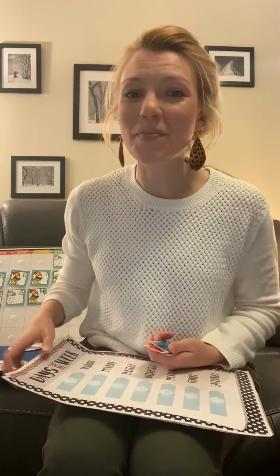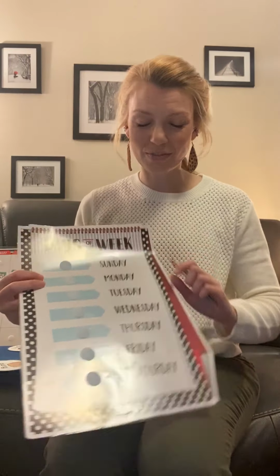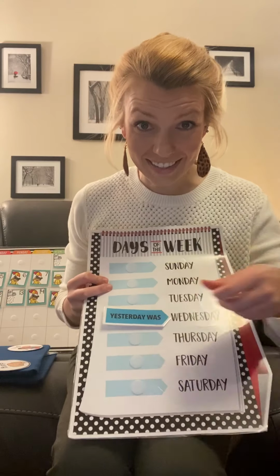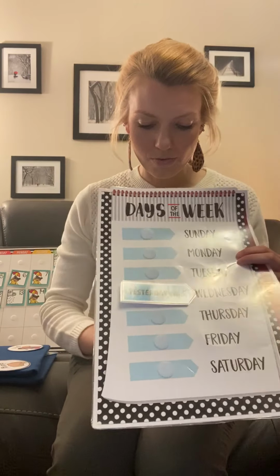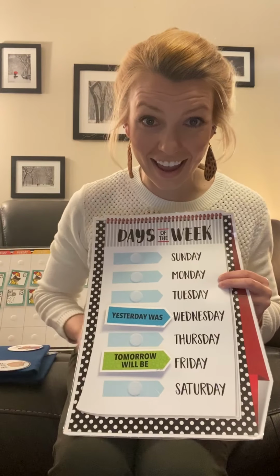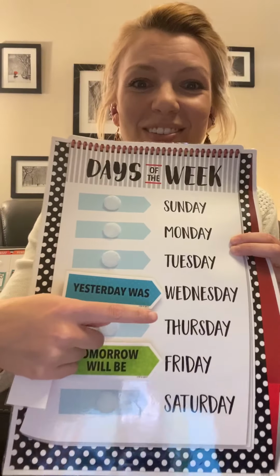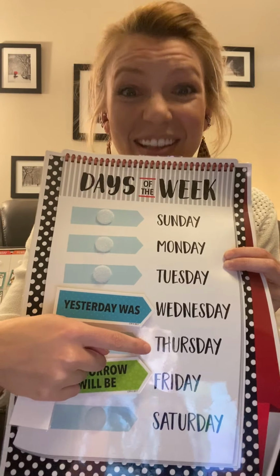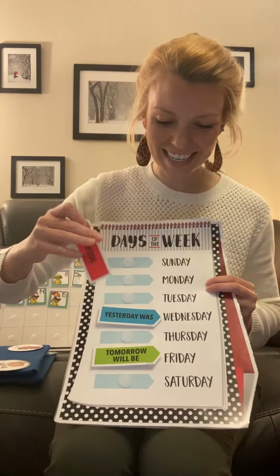Let's start circle. We need to figure out what our day is first. Yesterday was Wednesday. Tomorrow will be Friday, which means today is what day? Thursday. Today is Thursday. So we need to put Thursday in our song.